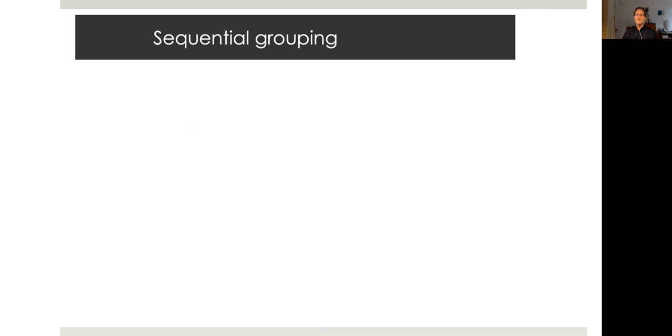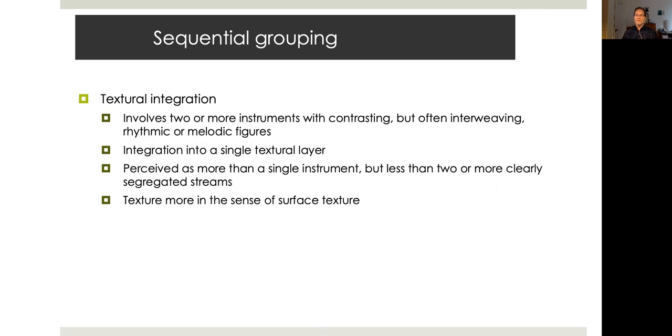Now let's look at two other classes of sequential grouping at a higher level of the grouping hierarchy. The first one is textural integration, which involves two or more instruments with contrasting but often interweaving rhythmic and melodic figures. Here we're trying to deal with the notion of integration of these things into a single textural layer. Now, texture in this sense is perceived as more than a single instrument, but less than two or more clearly segregated streams. It becomes hard to follow some of the instruments in these cases in their musical context.